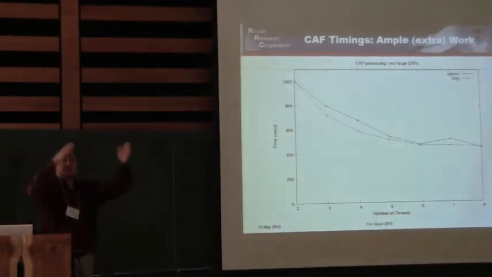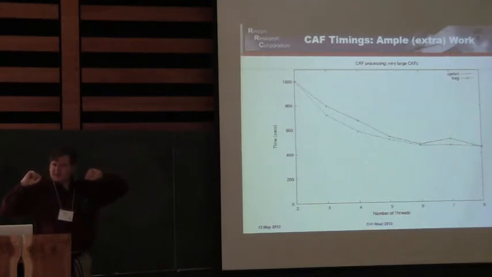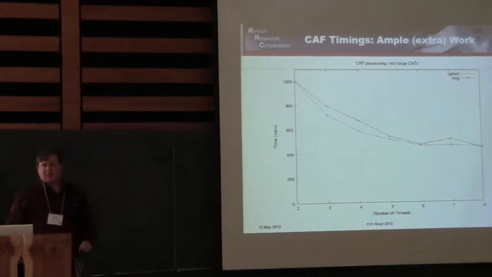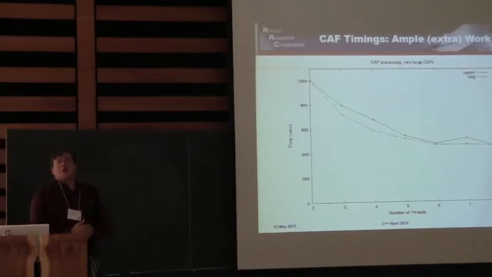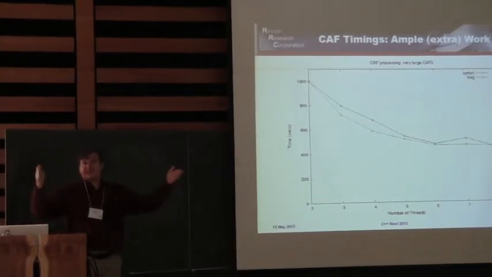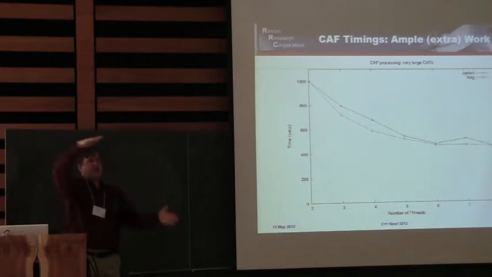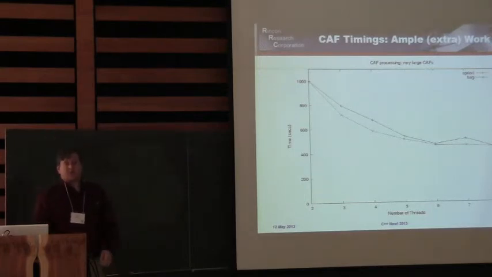Both. The image is much larger. Oh, the question is, is the calf larger because the image is larger, or was it just like you were doing a different transform? We're basically just doing a larger FFT over a larger range. So the surface is larger because we're doing more lines and larger FFTs. Yeah, right, more pixels across.